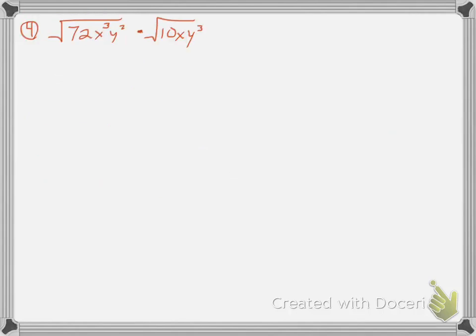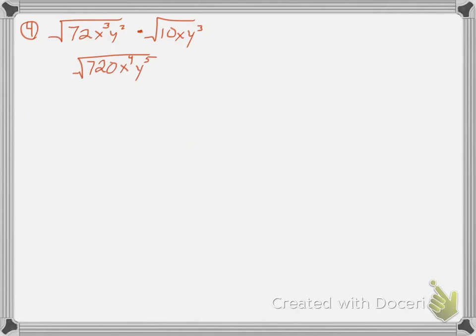Okay, so here I have 2 radicals being multiplied together, and because they're both square roots, I can combine them. So what I'm going to do is multiply them together, and it's going to be 72 times 10, which is 720. X to the 3rd times x to the 1st, and remember that's the rule, we add the exponents, so that becomes x to the 4th. Y to the 2nd times y to the 3rd becomes y to the 5th. So it's the square root of 720 x to the 4th, y to the 5th.